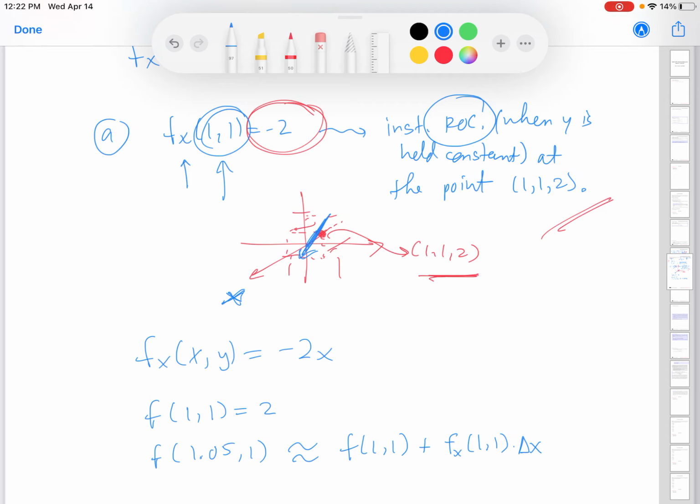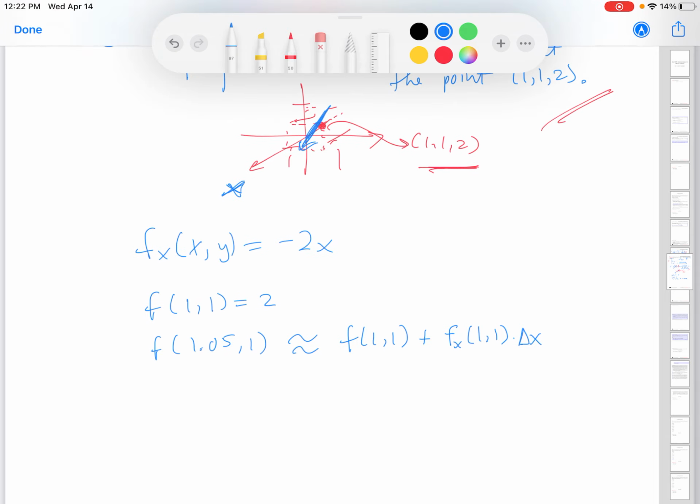Meaning you can actually approximate the changes in these values using these other notions like the derivative. So anyway, if we kept going here, what would we do? We'd say f of 1, 1 equals 2. f_x of 1, 1 is minus 2. And the change in x is 0.05. Great. So we have 2 minus 10 over 100, 2 minus 0.1, so that's 1.9.